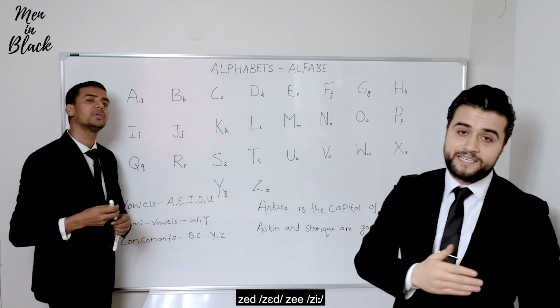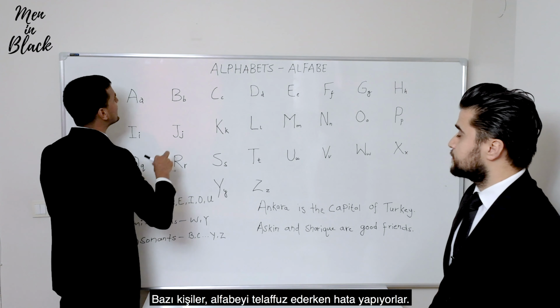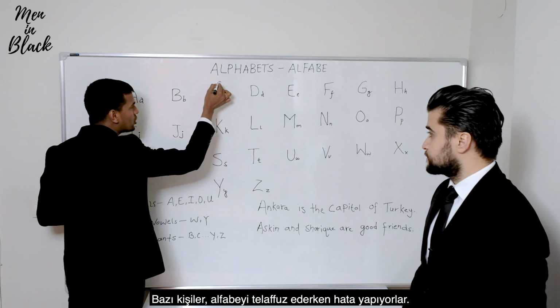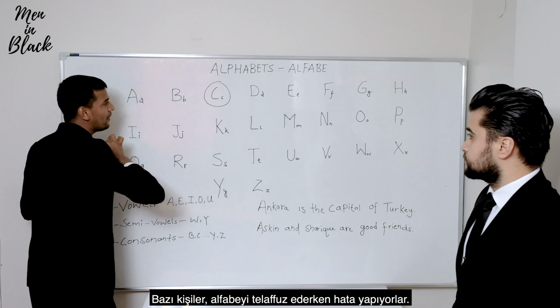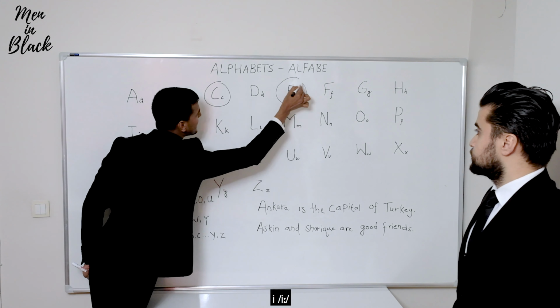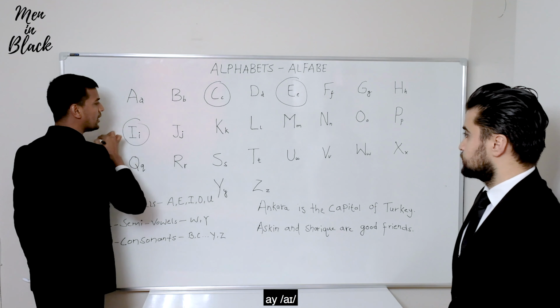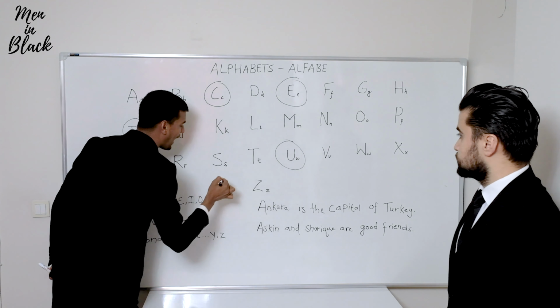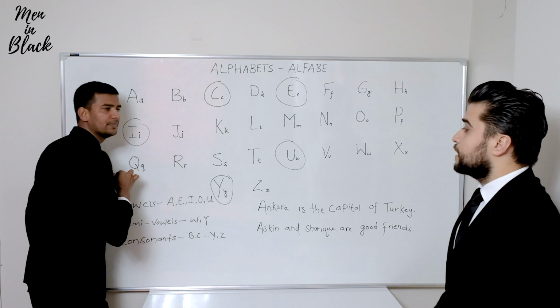V, Z. Okay, some people make mistakes saying the alphabet. Letters C, E, I, U and Y.